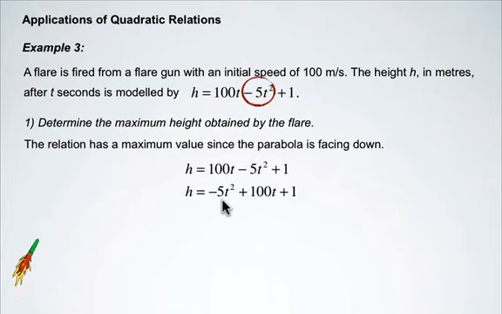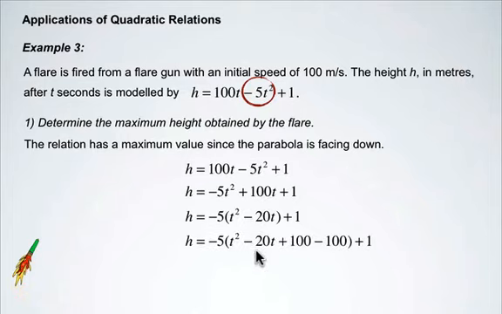Here it is rearranged in standard form: a t squared plus b t plus 1. Let's now take a common factor of negative 5 out of the first two terms. This is what we are left with. Then we complete the square. 20 divided by 2 is 10. 10 times itself is 100. So we're going to add 100 and then subtract 100.